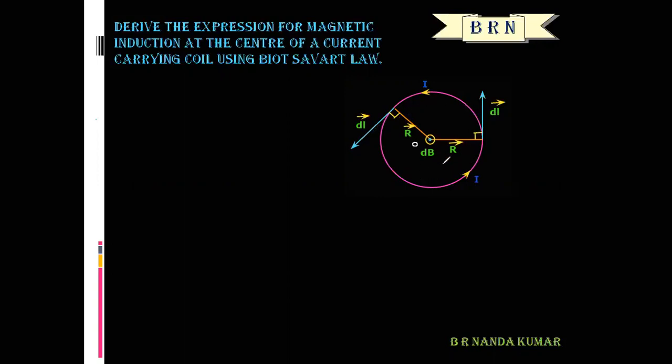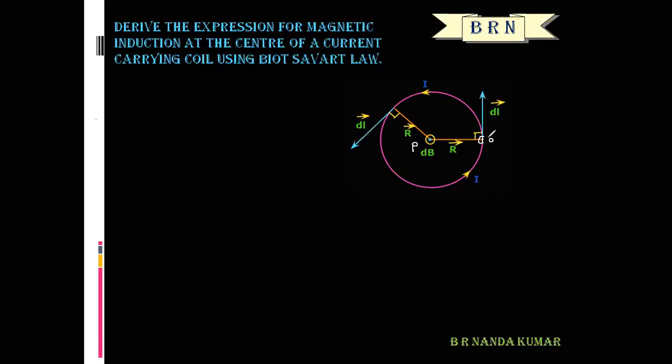Suppose the direction of current in the loop is clockwise, then the direction of the magnetic field at the center is normally inwards. The dot mark shows that the direction of the magnetic field is normally outwards. Let us consider a small current element here. This is the small current element, and this is the observation point. Let us call this point P, and the center point O.